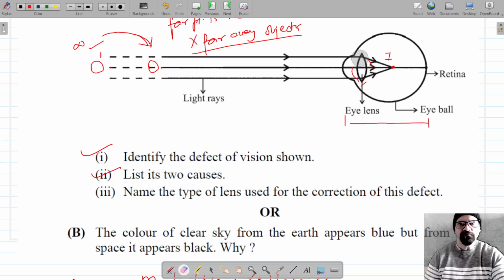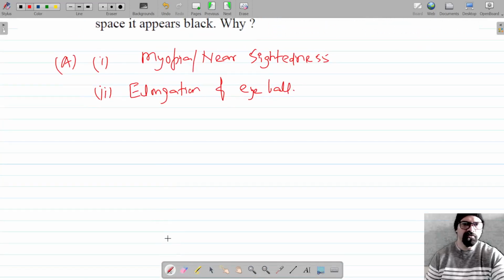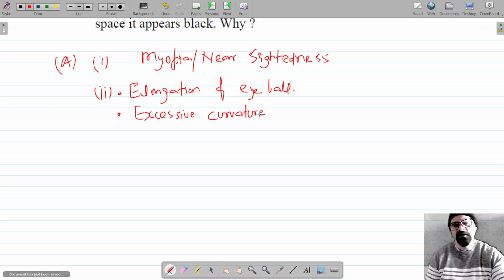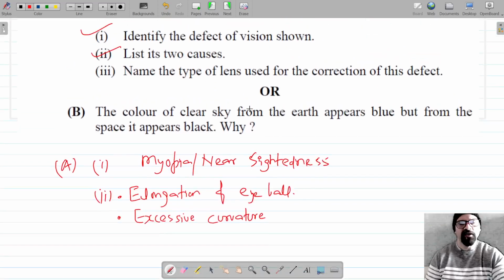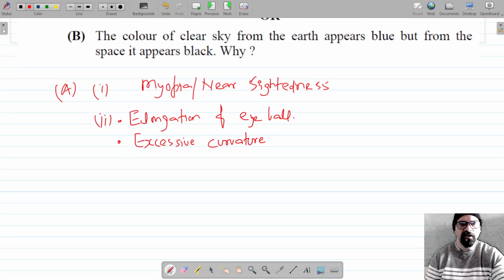So the first possible reason is the elongation of the eyeball, and the second could be the excessive curvature of the eye lens. This could be the reason for myopia, which brings the far point nearer than infinity, and thus the image is formed in front of the retina.